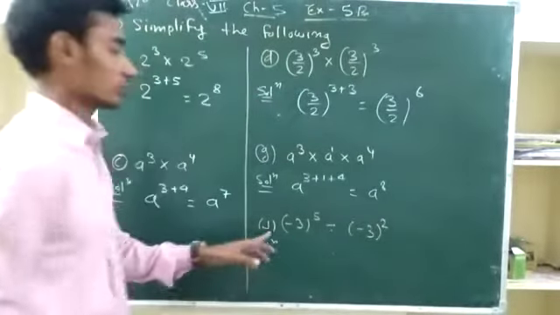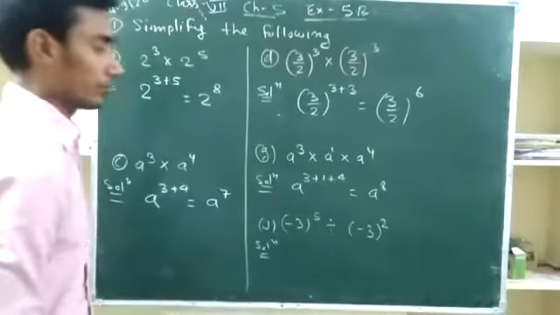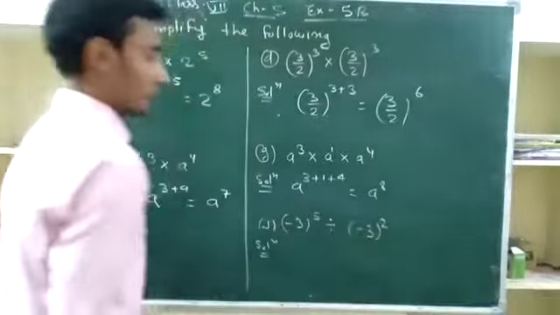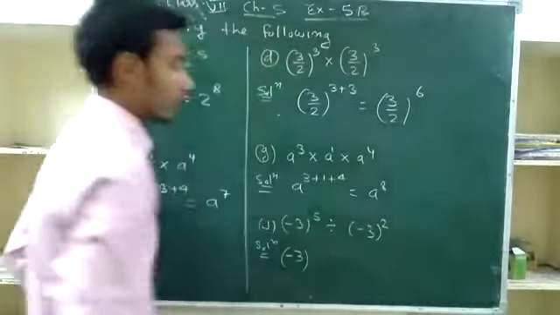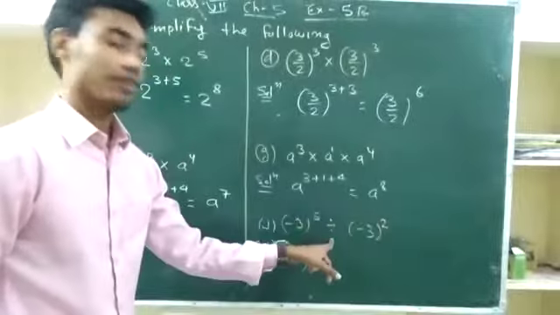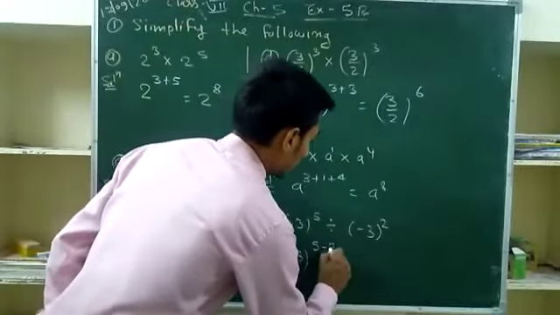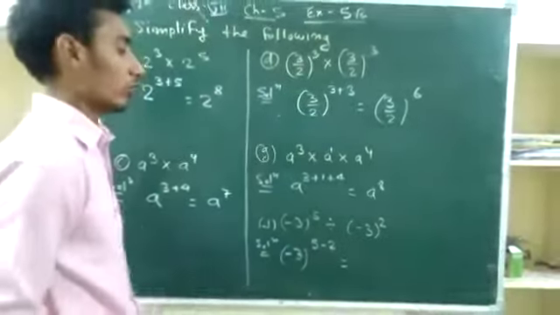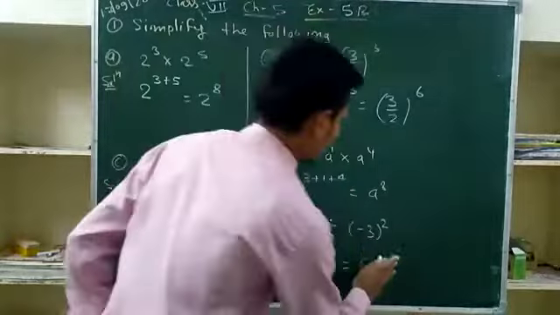Now last, J question. Minus 3 raised to 5 divided by minus 3 raised to 2. How to do divide? Base is same, so first write the base, minus 3. And we subtract the power. In divide, we subtract the power. 5 minus 2, what is it? 3. Minus 3 raised to 3.